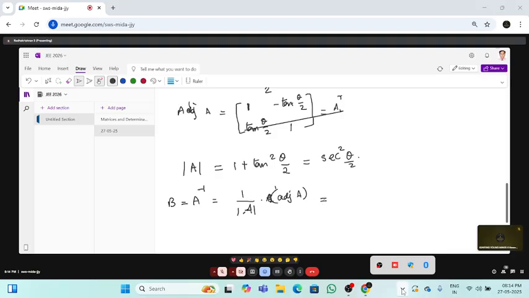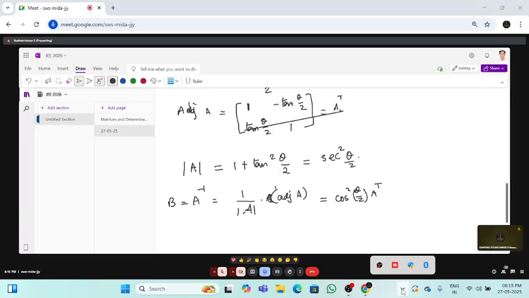Now, what is 1 by det A? Because det A is secant square theta by 2, 1 by det A will be cos square theta by 2. Very good. And we already saw that adj A is the same as A transpose. This option is there, right? Cos square theta by 2 into A transpose, which is option 2.